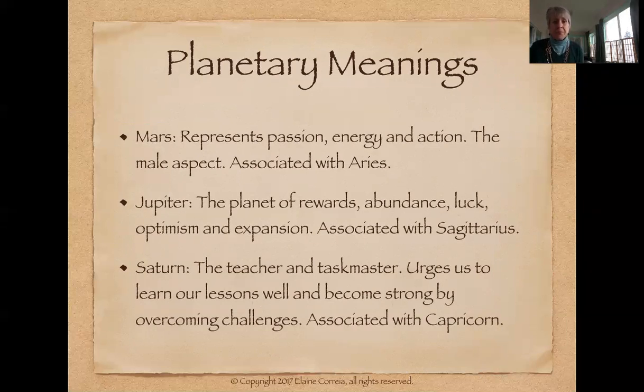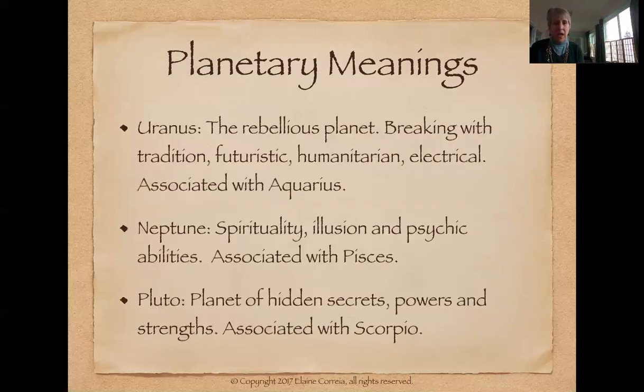Jupiter is the planet of rewards. It's the biggest planet in our solar system. So it's all about expansion and abundance and luck and optimism, and is associated with Sagittarius, the sign of wisdom and the philosopher and the adventurer. Saturn is the teacher and the taskmaster. He urges us to learn our lessons well and become strong by overcoming challenges. So he's associated with Capricorn.